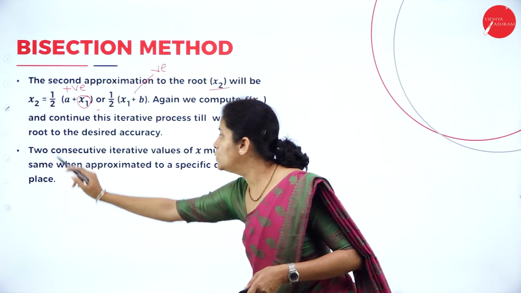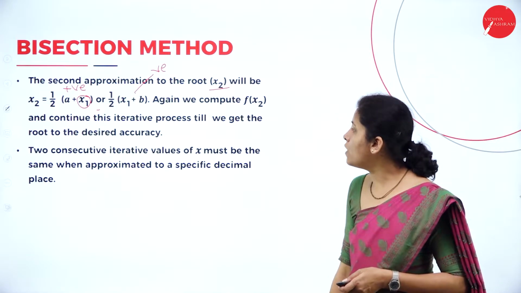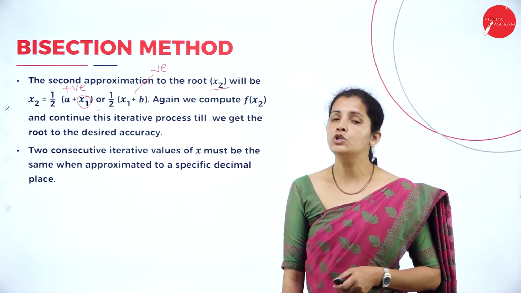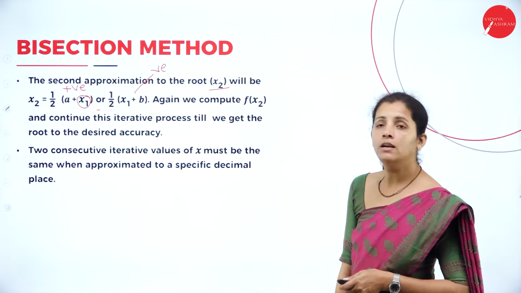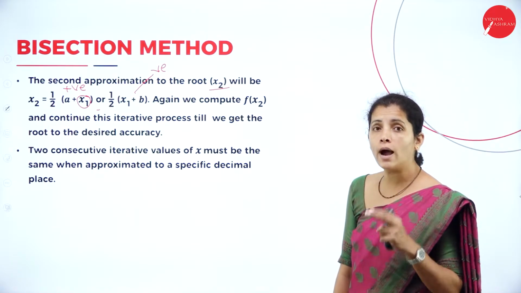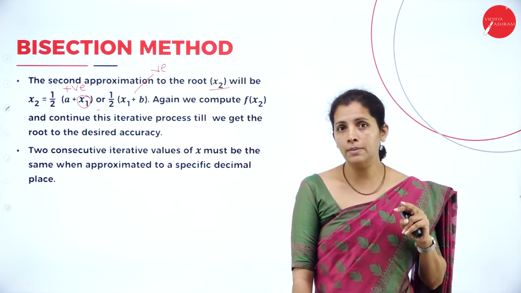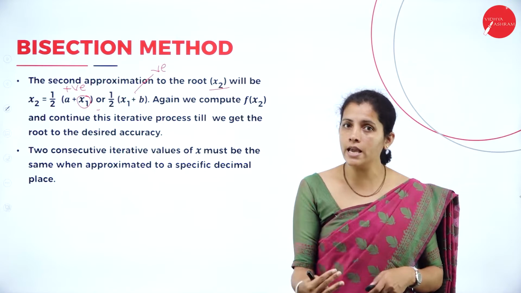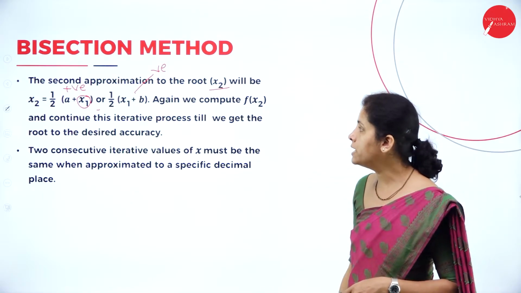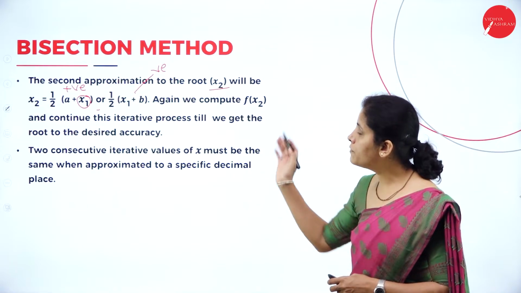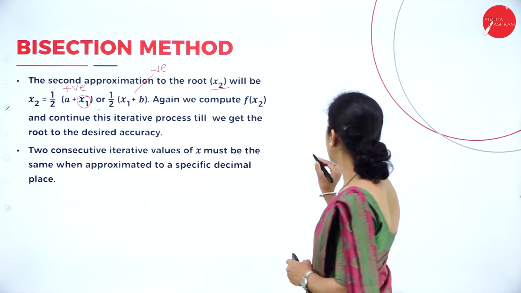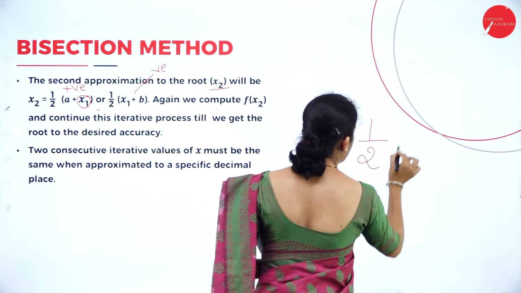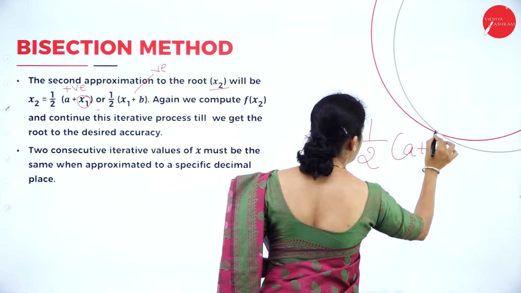Two consecutive iterative values of x must be the same. That means I stop the process when two consecutive iteration values are the same, that is, when the present and previous iteration values are the same. So what is the formula for the bisection method? That is x1 equal to half of (a plus b).